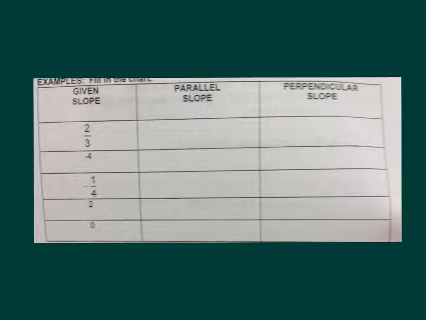Our next example is on the back of the page. You're given slopes and you're asked to find the parallel slopes and the perpendicular slopes. Remember, parallel slopes are the same, where perpendicular are the negative reciprocals. So if you're given a slope of 2/3, your parallel slope will be 2/3 as well. Your perpendicular slope is where we take the negative reciprocal. So you flip the fraction, which would be 3 over 2, and then you change the sign. It is positive from the original slope, so now we'll make it negative.